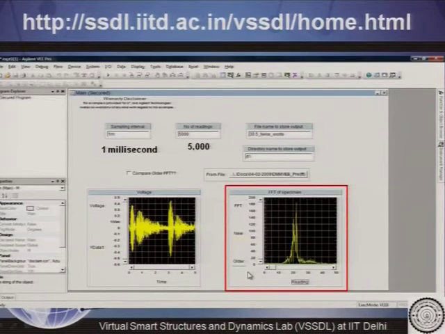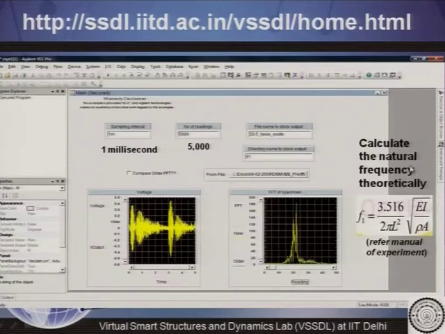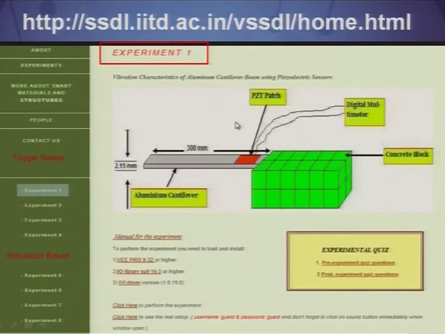As I have told, FFT gives the frequency content of any voltage response. So, from this plot we can get the experimental natural frequency of the cantilever. You can see that just with a click we can get the natural frequency of a structure. The next aim of this experiment is to compare the natural frequency obtained from the formula, which is available in the manual of this experiment, with this experimental natural frequency. After that the user is expected to perform the post experimental quiz.